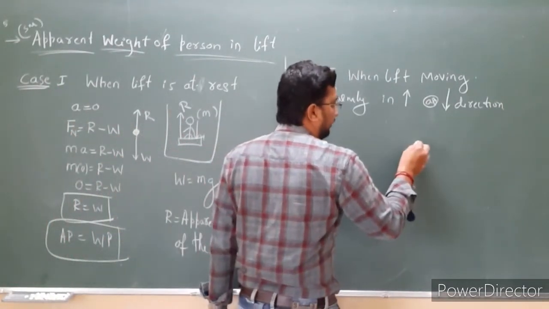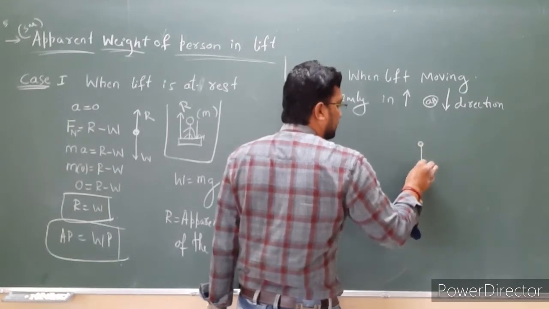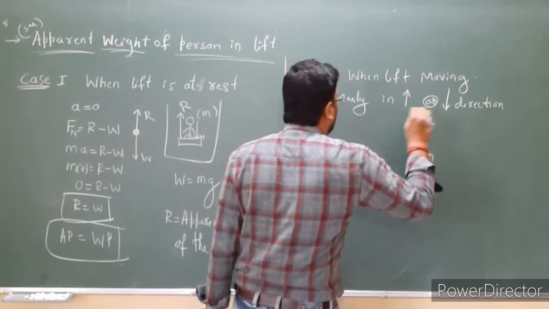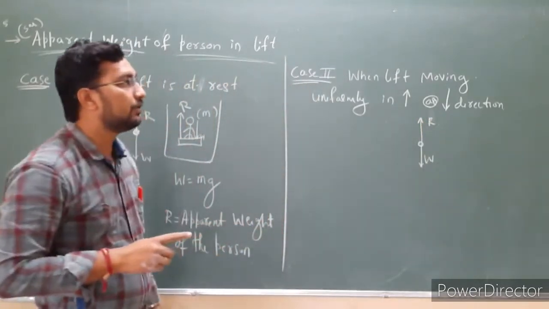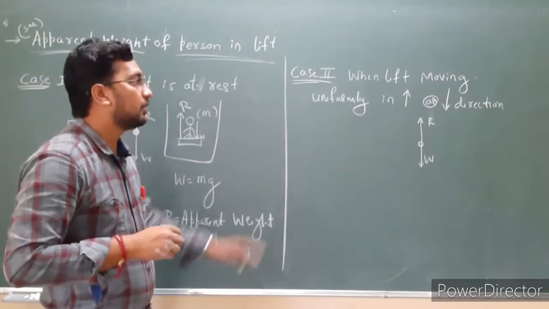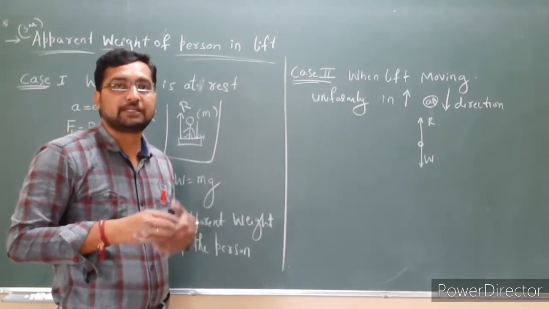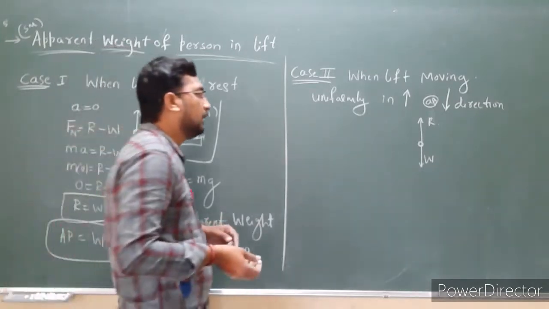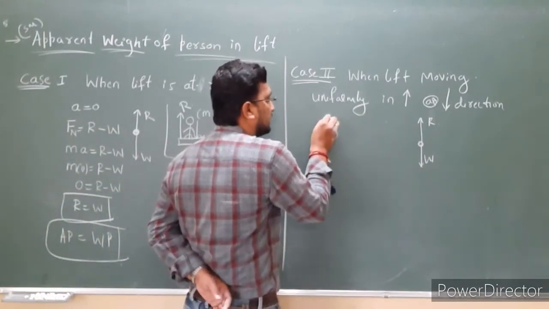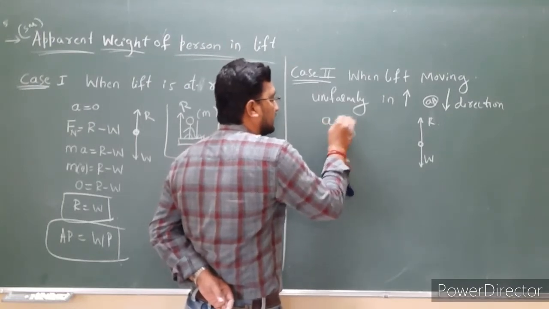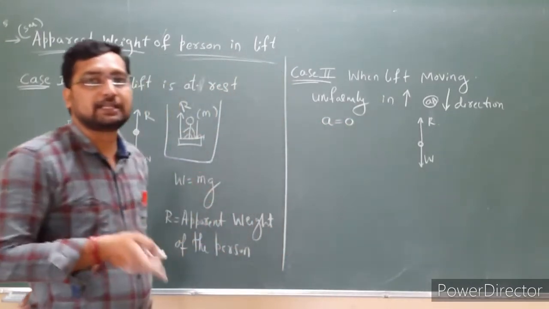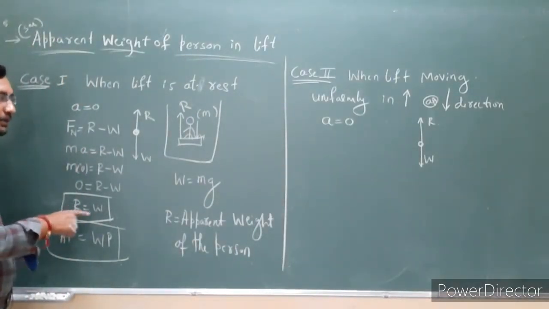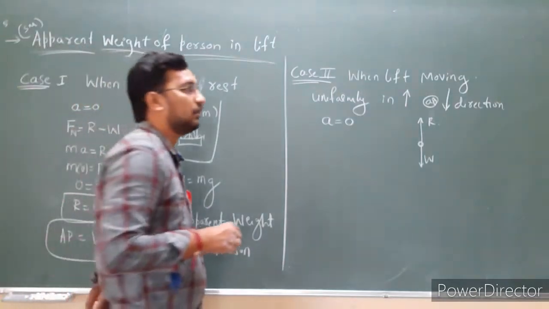In this case we draw the free body diagram. This is the weight of the person, and this is the normal reaction. When the lift is moving uniformly in the upward or downward direction, uniform motion means it covers equal displacement in equal intervals of time. In that case, the acceleration of the system is also zero. If the acceleration is zero, again the apparent weight of the person is equal to the actual weight of the person.